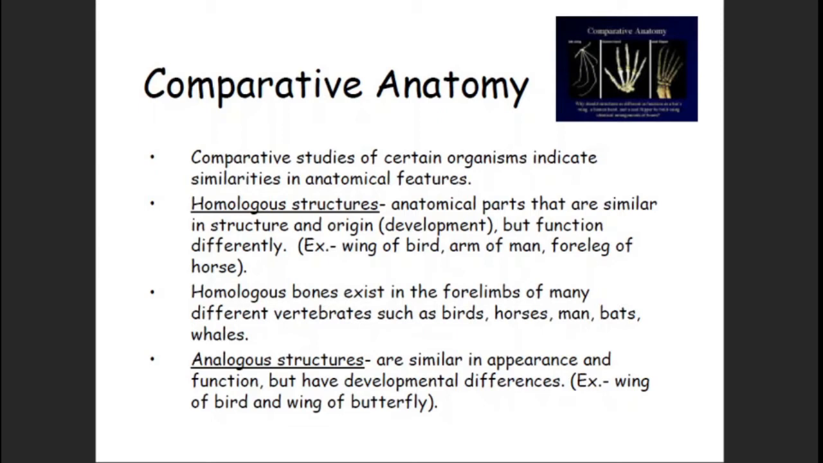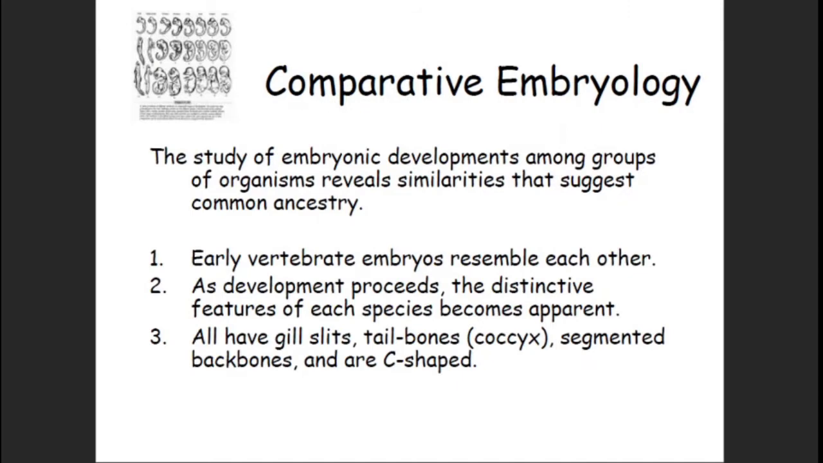Homologous bones exist in the forelimbs of many different vertebrates such as birds, horses, humans, bats, and whales, but they all function differently. Whereas analogous structures are similar in appearance and function, but they have different origins, or different developmental stages. Example: wings of a bird and wings of a butterfly. If you go by their anatomical structure, they have different origins, but they function for the same cause.